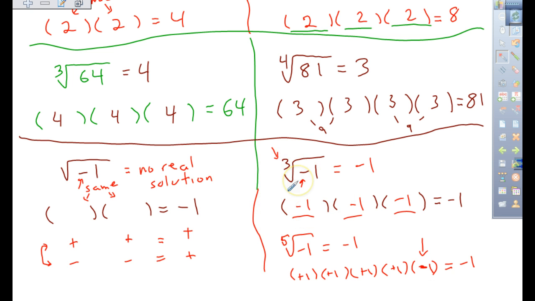So that's a little thing, just be careful. A lot of times we see students, they're so used to saying no solution with a negative underneath the square root. Okay, besides that, it's going to be pretty straightforward. We're going to throw in some variables as well. It's not going to be all numbers.